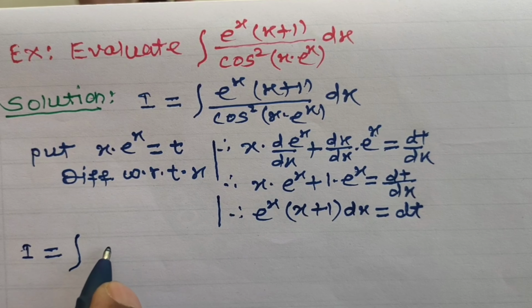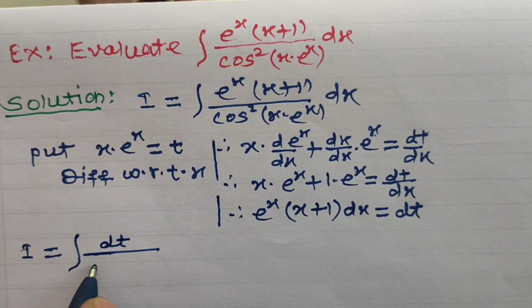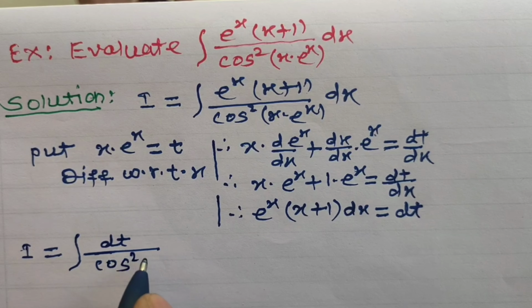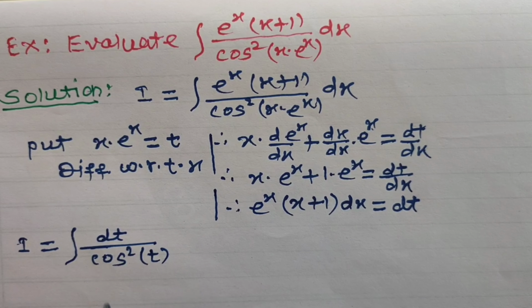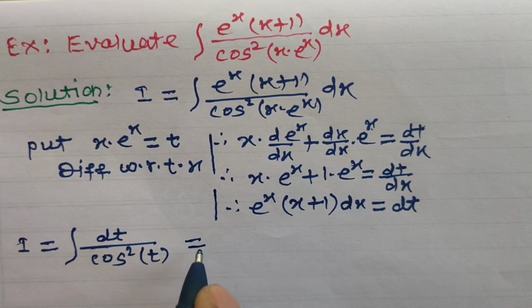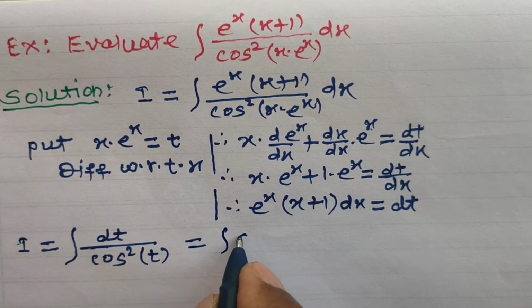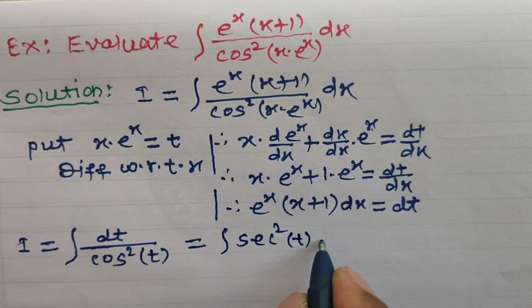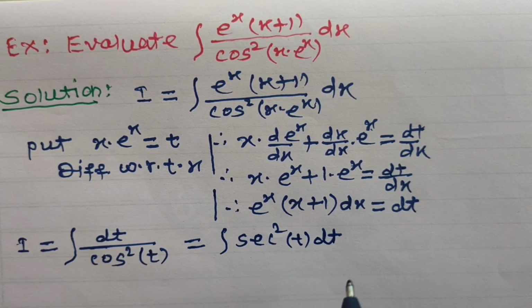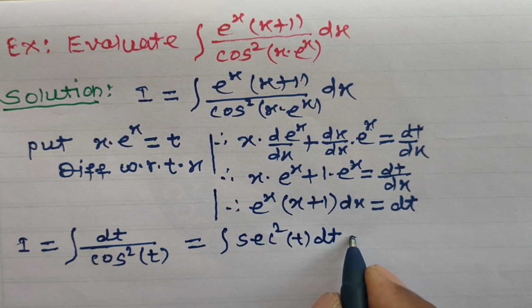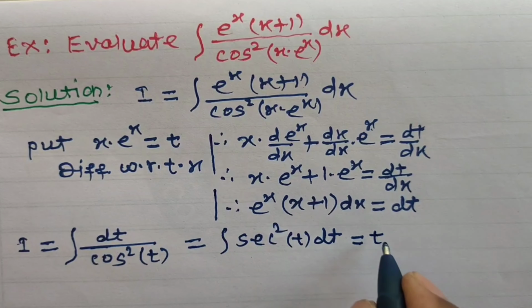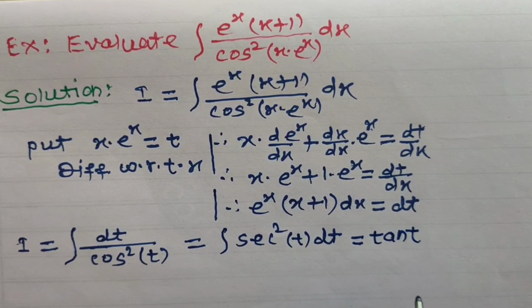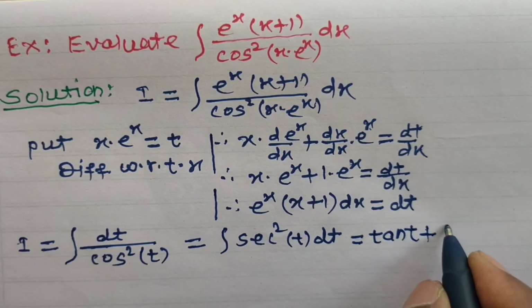integral of dt divided by cos square t, since x into e to the power x is t. But 1 upon cos square t is sec square t, so this is equal to integral of sec square t, integral with respect to t. But this is a standard formula. Integral of sec square t is tan t, and add integral constant c.